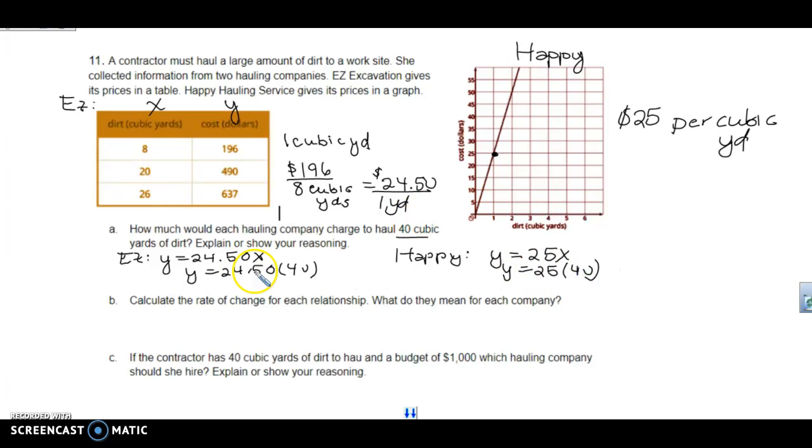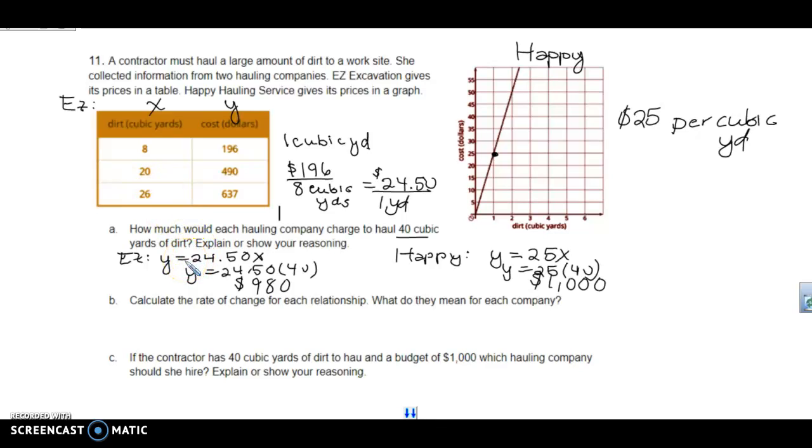We do 2450 times 40 here, we get 980, and then 25 times 40 gives us 1,000. Up here, you also could have looked at the table and realized that 20 cubic yards was 490, so you could have doubled that to figure out the price for the easy excavation.